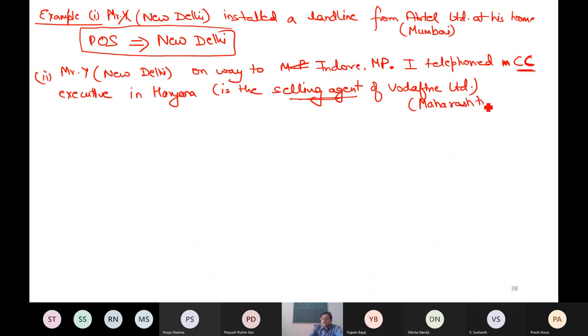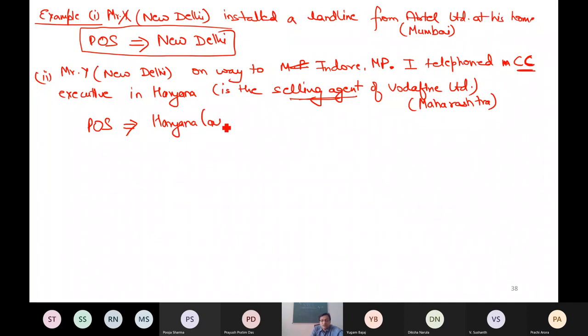Can you tell me the place of supply? Think, and tell me the place of supply. In Indore, I availed the services through an authorized selling agent who is in Haryana, of the company which is in Maharashtra. What is the place of supply? Haryana. Yes, Haryana is the place of supply, but do you know what assumption you are making here?